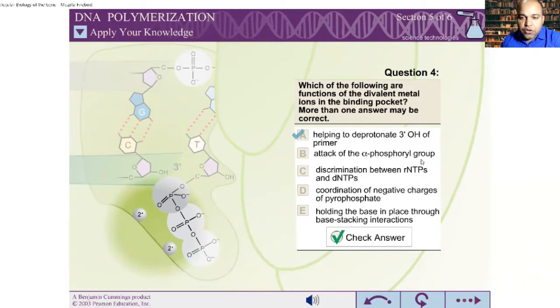Attack on the innermost alpha phosphoryl group is the function of the oxyanion and not of the metal ion. So B is wrong. Discriminating between ribonucleotide triphosphate and deoxyribonucleotide triphosphate cannot be performed by the metal ion. Coordination of negative charge on pyrophosphate: yes, this is catalyzed by the metal ion. Holding base stacking interaction: no, base stacking is performed with the help of the tyrosine residue.